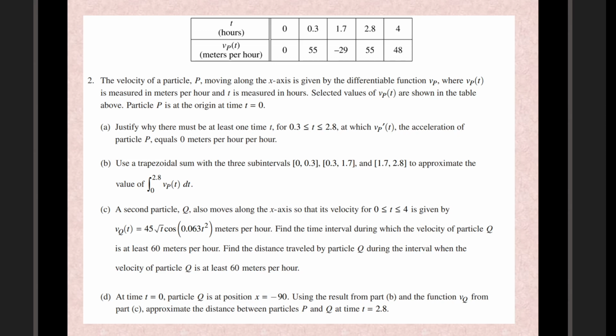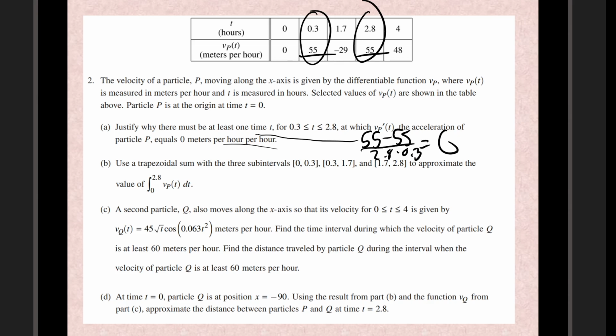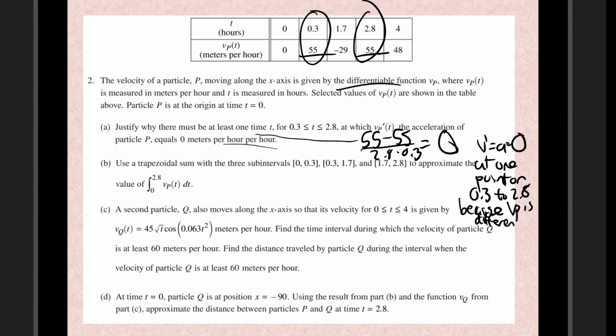The first part says, explain why there must be one time between these values where the acceleration equals 0 meters per hour squared. The big idea is to look at 0.3 and 2.8, realize they have exactly the same velocity, do the mean value theorem, get 0, and so say v prime, or a, needs to be equal to 0 at one point on 0.3 to 2.8. And you need to mention it's differentiable because v of t is differentiable. So that's the whole mean value theorem brought back.